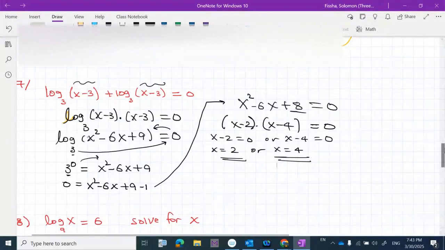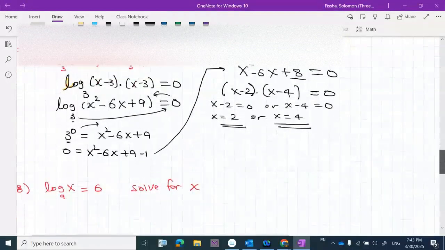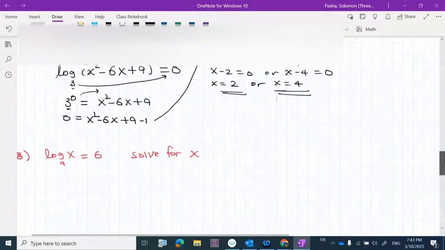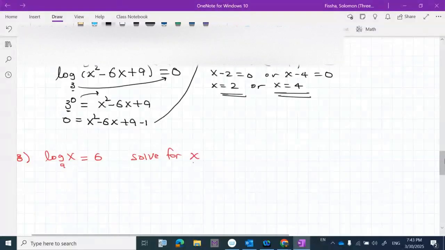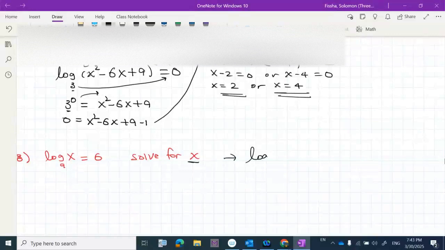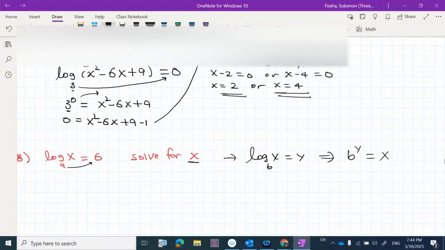All right, excellent. Okay, the next one, we almost did this one. This is very straightforward. From the rule of log base b of x equals y, this basically means b to the power of y is equal to x. As you can see here, 9 to the power of 6 is just x, right? So I can rearrange this in exponent form: 9 to the power of 6 is equal to x.